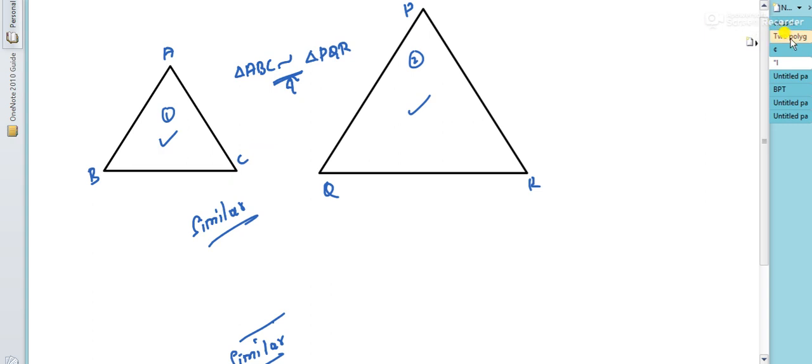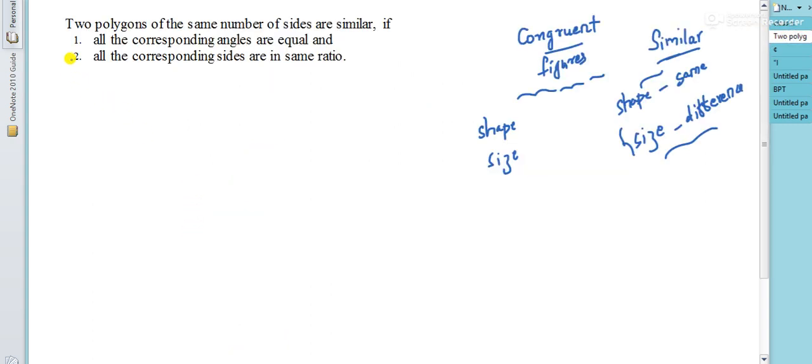Now coming further, when can we say any two polygons are similar? Let me take a triangle, since the chapter is mainly related to triangles. I will be taking a triangle itself. If this is a triangle, and let me take a similar triangle.